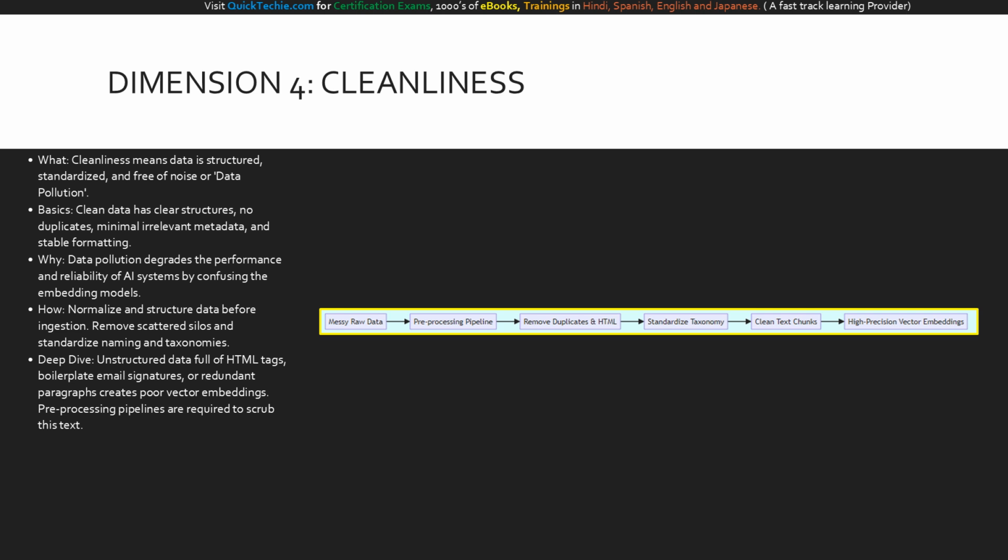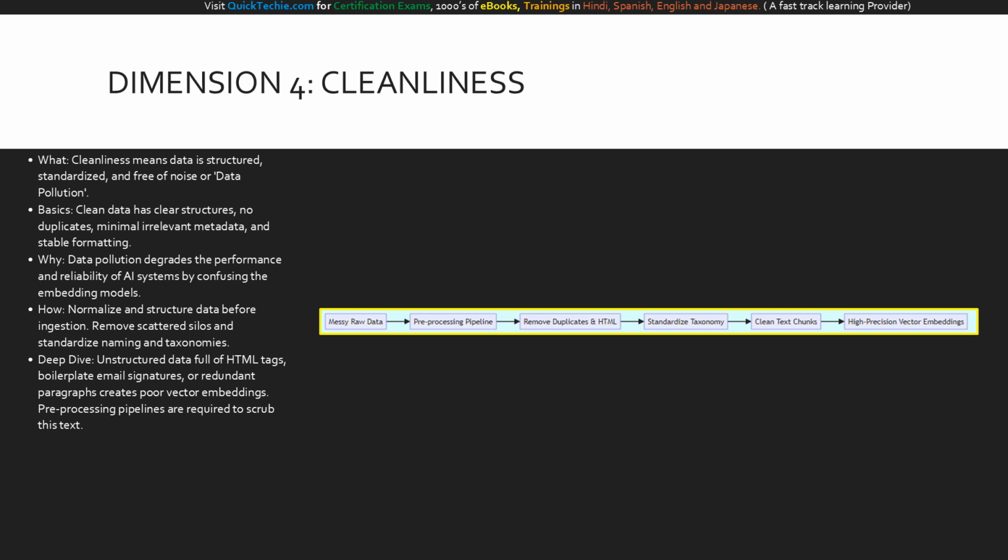This diagram perfectly illustrates the journey from chaos to clarity. Starting on the left, we have messy raw data, the typical state of enterprise files. This data is fed into a pre-processing pipeline. The first action inside this pipeline is to remove duplicates and HTML, stripping away the digital noise.